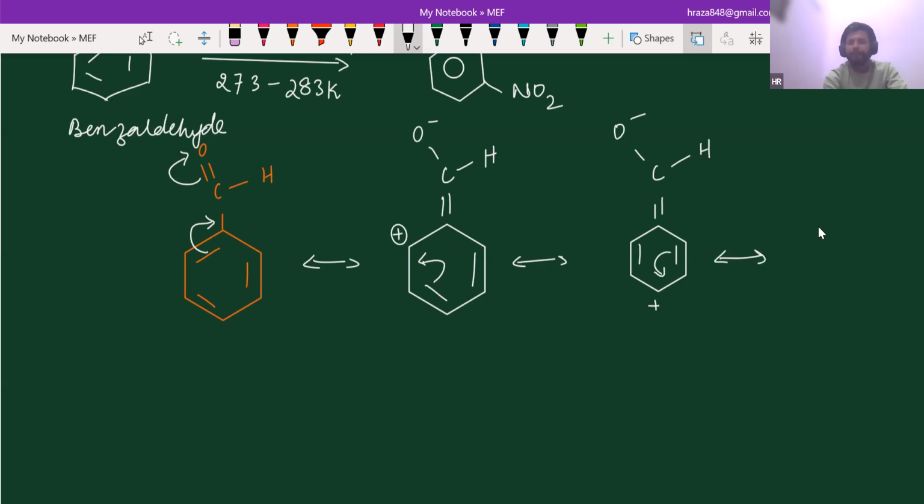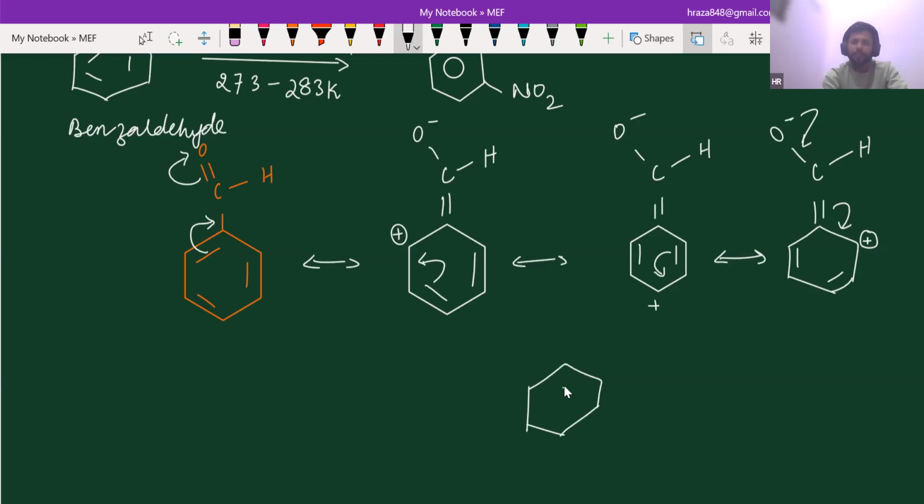And again, you can see that this is double bond, double bond, double bond, CH, O negative, and there is positive. Again, just move this part to this and this part to this. So you can see, oh, wait a minute, delocalization of the pi bond took place, and it is like this.